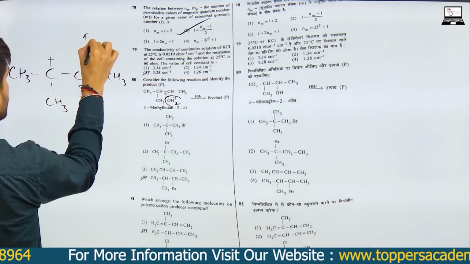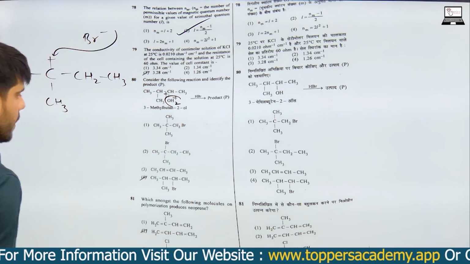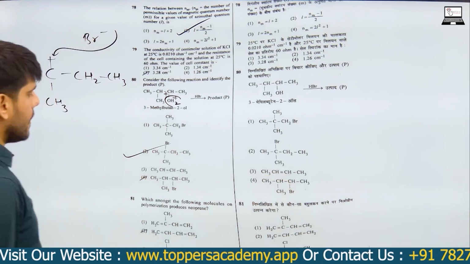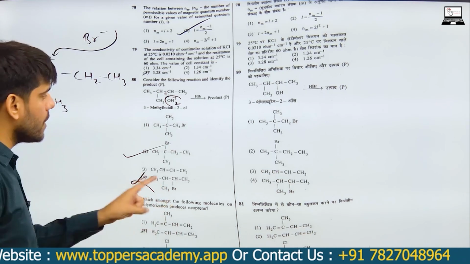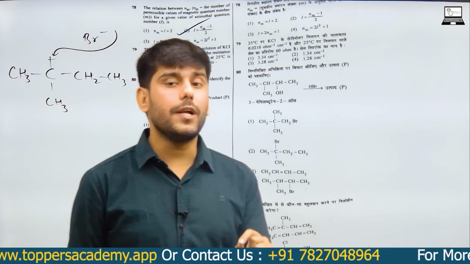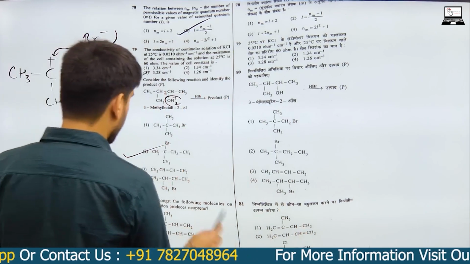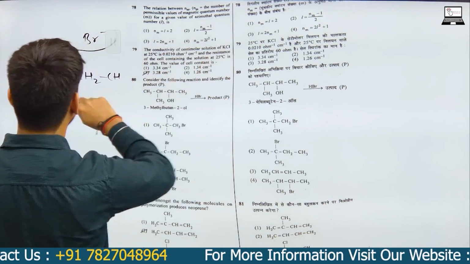Like this, and then Br negative comes and attacks over here. So second is the right answer. Please do not mark fourth, because we know the stability order of carbocation: 3 degree is more stable than 2 degree, then 1 degree. Let us discuss the next question.